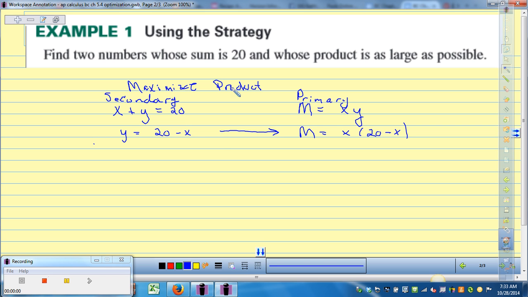Find where the derivative equals 0 or is undefined. We find our derivative. Probably easiest to make this 20x minus x squared to take the derivative. So M prime would be, a little louder? 20 minus 2x. Thank you. That is defined everywhere, so there's no place it is undefined. All right, so we find where that equals 0.